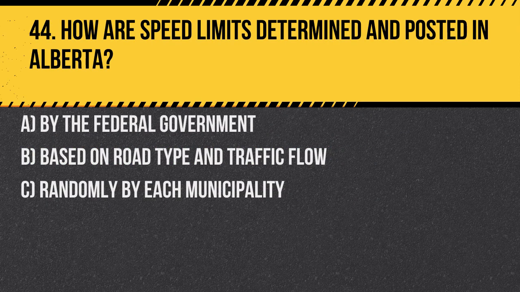How are speed limits determined and posted in Alberta? A. By the federal government. B. Based on road type and traffic flow. C. Randomly by each municipality.